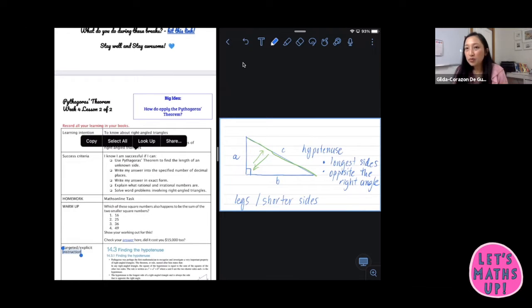And therefore we would always have just one hypotenuse, all right? It's always the longest side. It's always the one that's opposite your right angle.